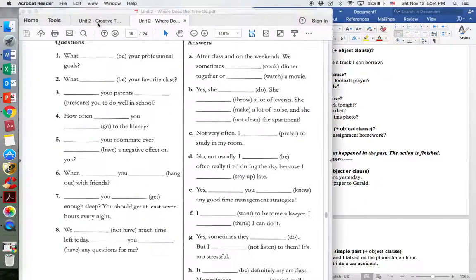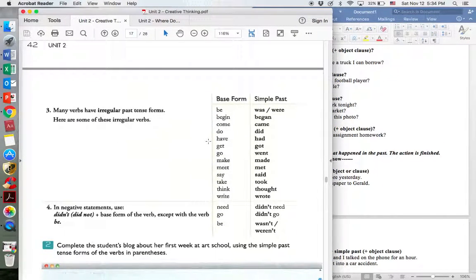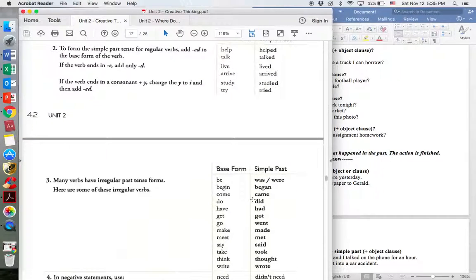Simple past. The most important thing to remember about it, or one of the most important things, is the irregular simple past. You guys are responsible for these. Be, was, were, begin, began, come, came, do, did, have, had, get, got, go, went, make, made, etc. And that's just memorization. There's no real trick to know which one is irregular.